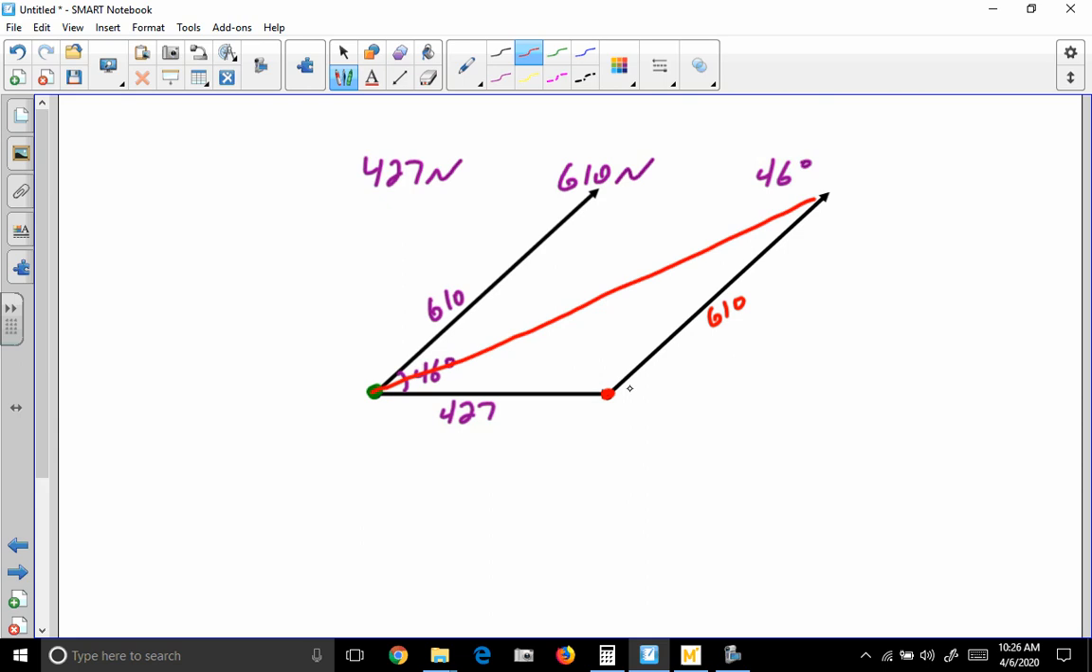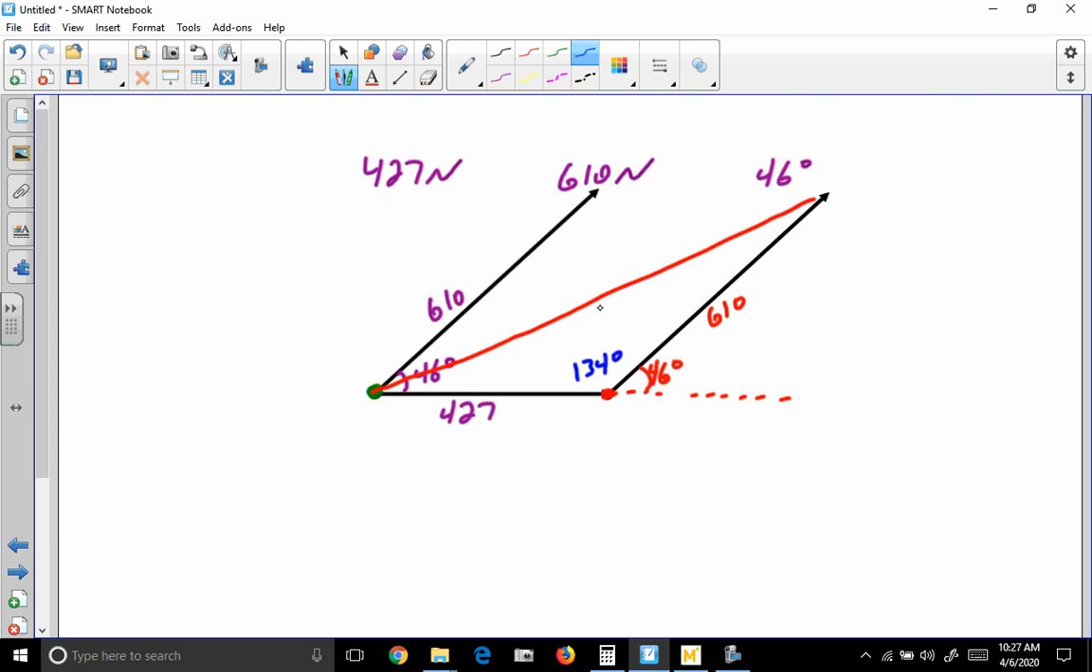Now we have this side and that side, but we don't have an angle inside the triangle. And this resultant does not bisect 46 degrees. But what we do know is that if we were to continue that line out, this angle and this angle are corresponding angles. So that angle is 46 degrees. From here to here, that's a straight angle, 180 degrees. So 180 minus 46 leaves us with 134 degrees for this other side.